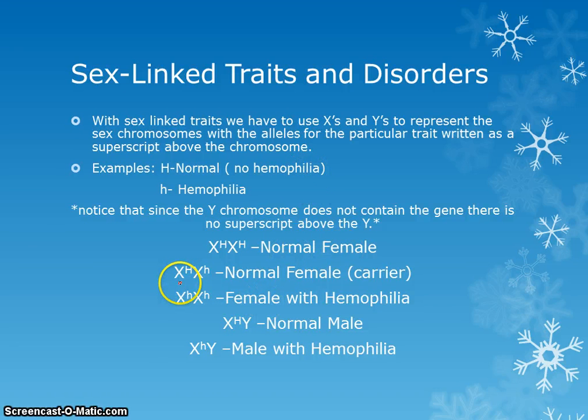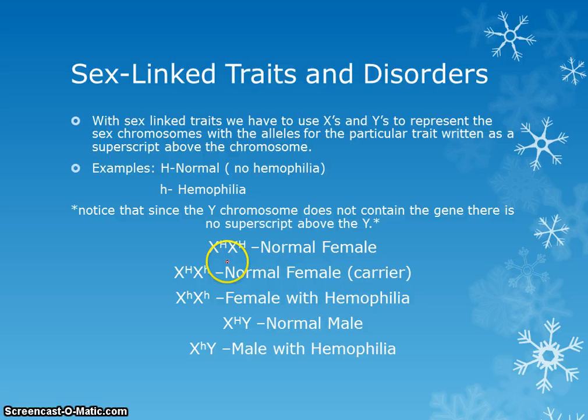If you go down, there is another XX, so this is another female, but this one has a capital H and a lowercase h. We talk about that being heterozygous, except in this case, we are calling them carriers. We never, ever call heterozygous people hybrids or heterozygous. We call them carriers, okay? Only carriers. If we're talking about sex-linked traits, it's a carrier. So if they have a capital letter and a lowercase letter, they're called carriers. And this is what happens here.